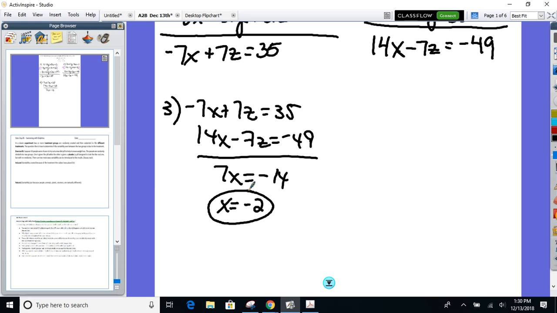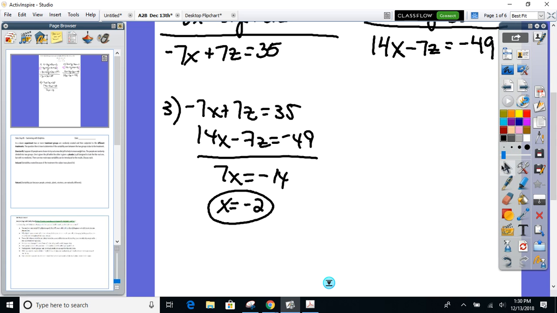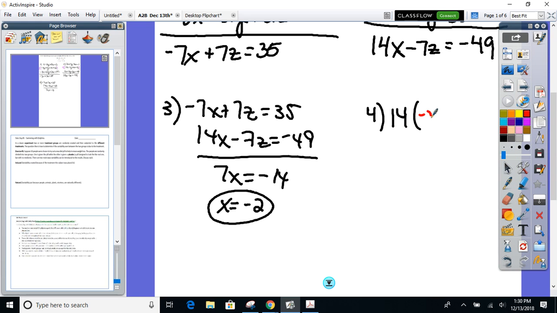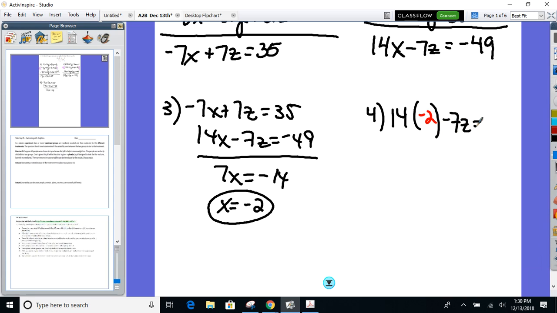Go back to one of your original ones here we made. You got your choice, guys. What do you want me to plug it back into? The negative 7x or the 14x? 14, okay, so 14 times negative 2 minus 7z equals negative 49. Negative 28.